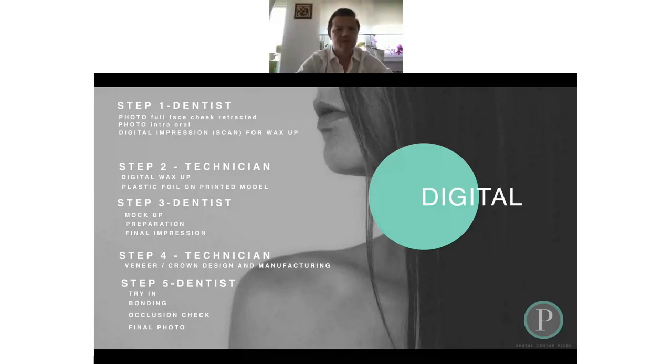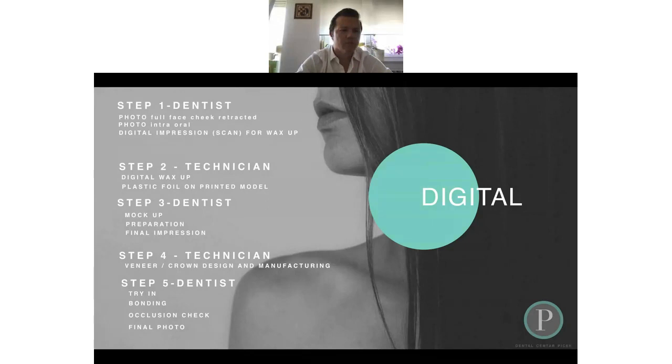It means we scan both jaws, and we send this scan to our dental lab. After that, our dental technician will design the wax-up digitally, print the model, and put a plastic foil on it, which will be used to transfer the mock-up into the patient's mouth. So the third step, the mock-up, is almost the same.